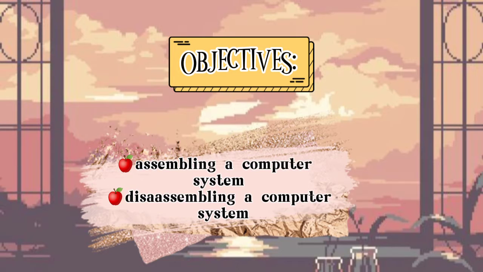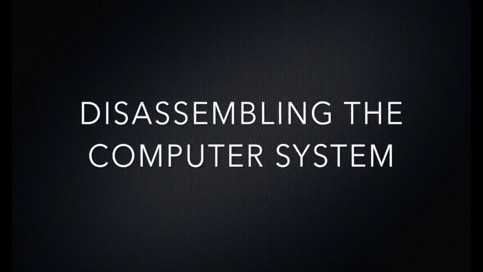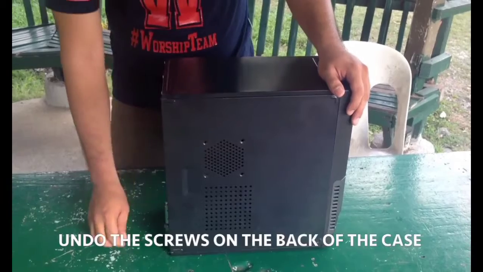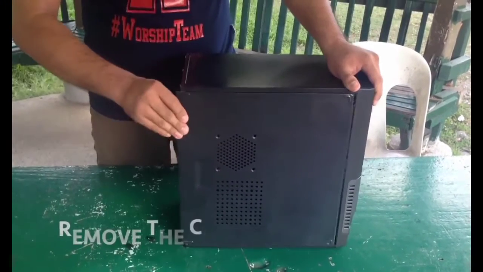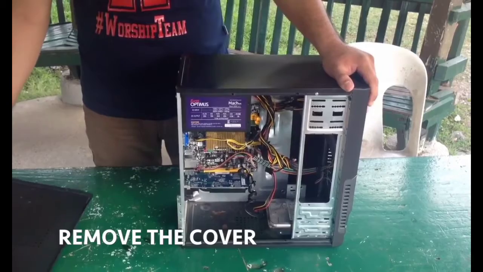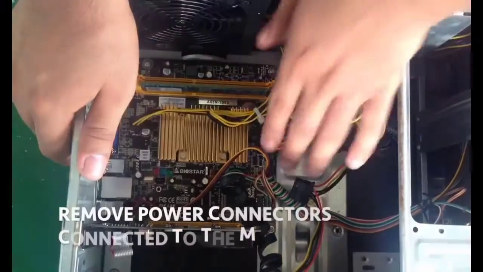Our objective is to learn and understand how to assemble and disassemble the computer. Now, let's focus on disassembling the computer system. Starting with removing the screws on the back of the case. Always remember to do it in a clean, dry place. After removing the screws, you can now freely remove the cover or the chassis.